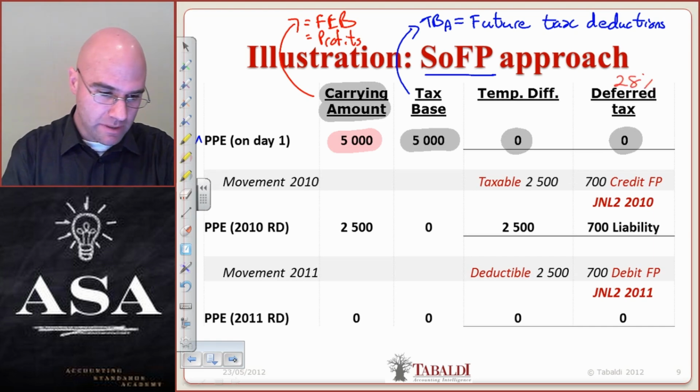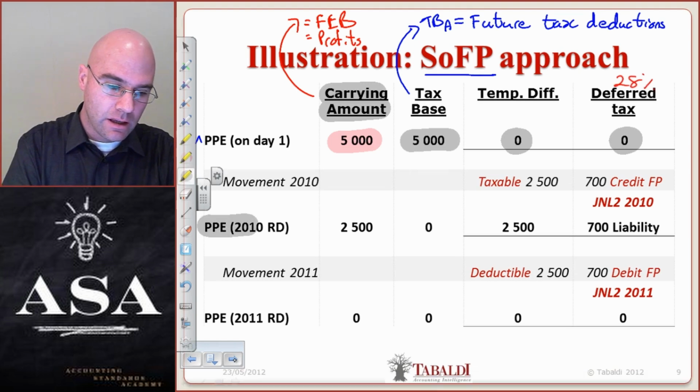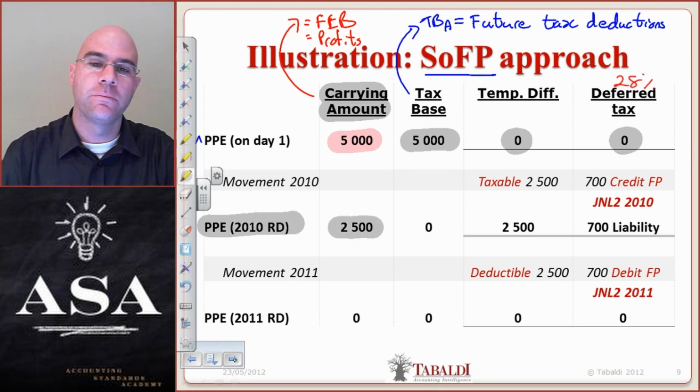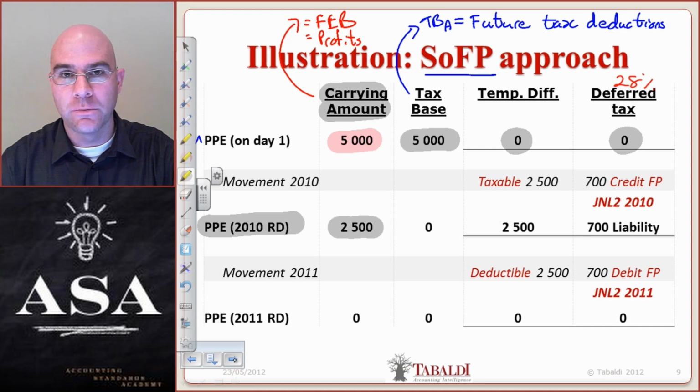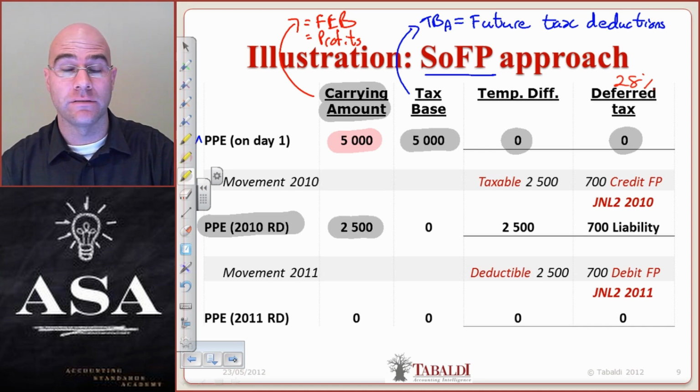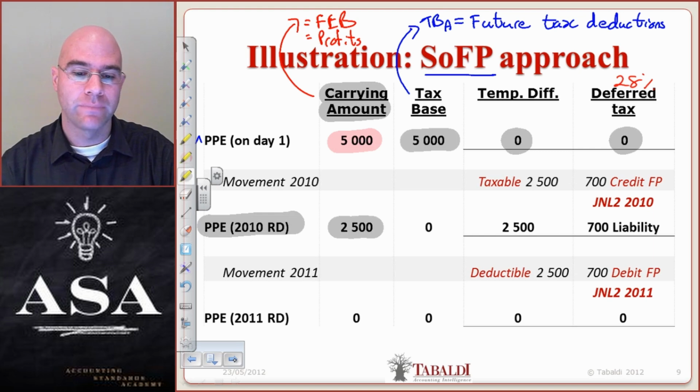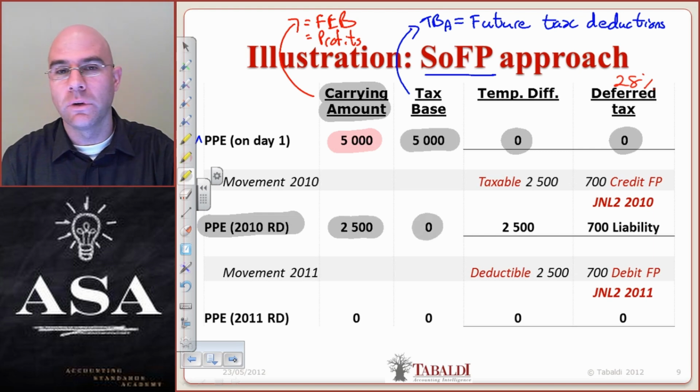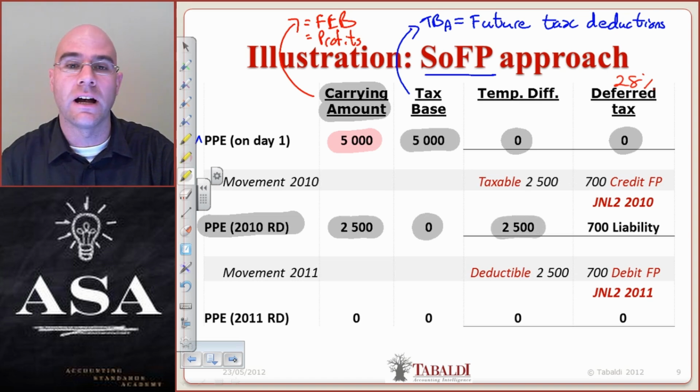Now, ignoring the movement column, let's go and have a look next at the balance of the PPE at reporting date 2010. At reporting day 2010, I have depreciated this 5,000 Rand asset by 2,500 Rand. Therefore, I have got 2,500 Rand left of future economic benefits. The tax base, however, well, we've got 100% capital allowance in the first year, therefore I've got no future tax deductions remaining. The difference, carrying amount minus tax base, well, that leaves me with a temporary difference of 2,500 Rand.